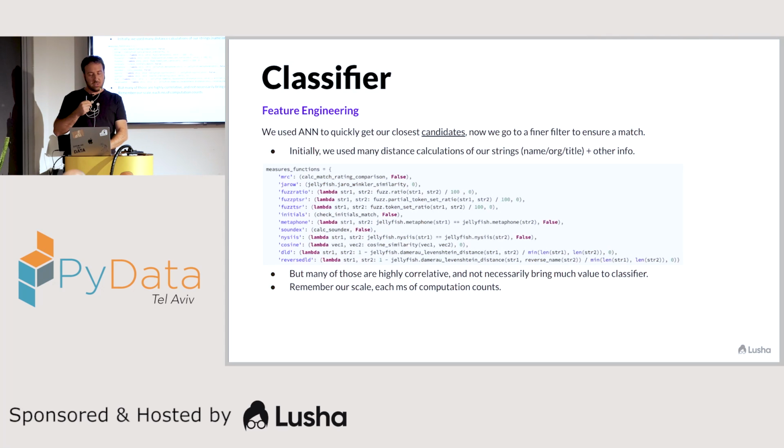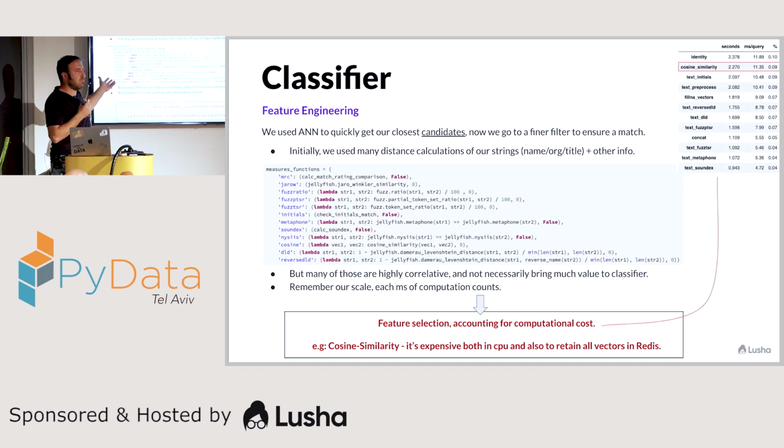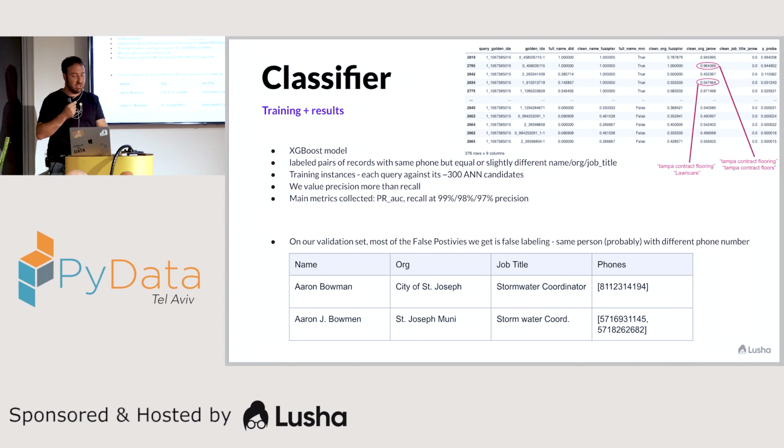About the classifier, this is the feature engineering. As I said, we go deeper into comparison of the name, company, and title. So I've got a lot of string matching or string distance measures. Again, we need to do some feature selection, and we did, because it takes a lot of time, and some of them are redundant or correlated, and we need to count every millisecond. So we chose only the important ones. And we also ditched the cosine similarity because it means we also need to store our original vectors in Redis, which is very expensive. So we ditched that.